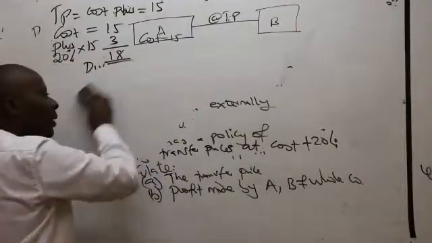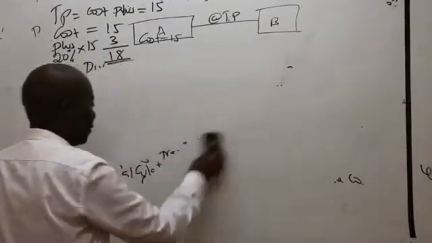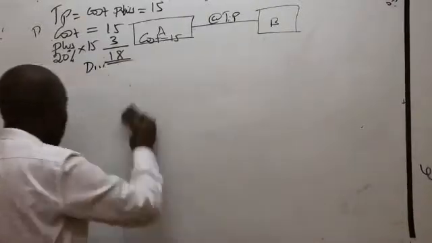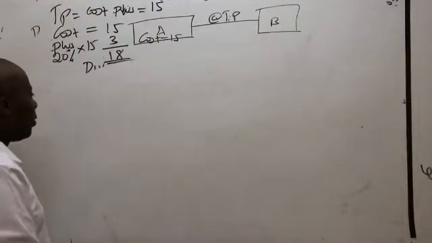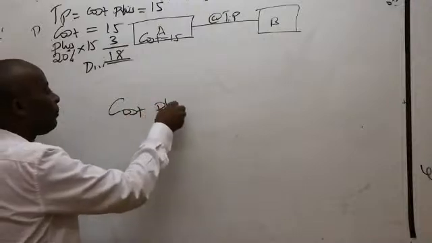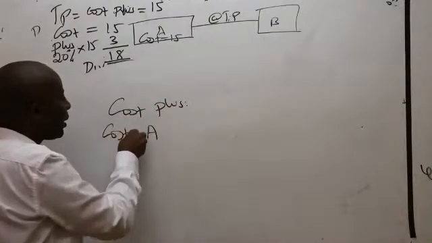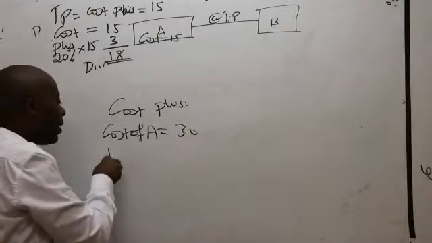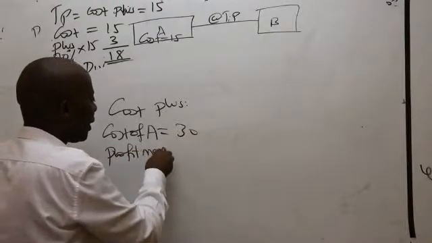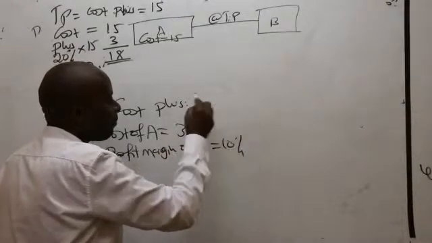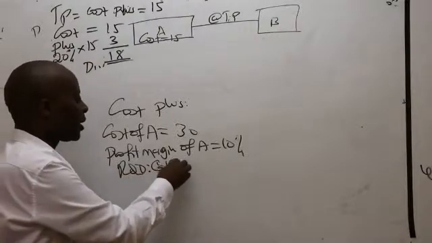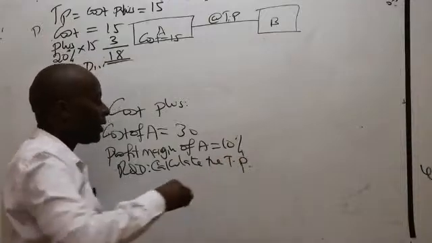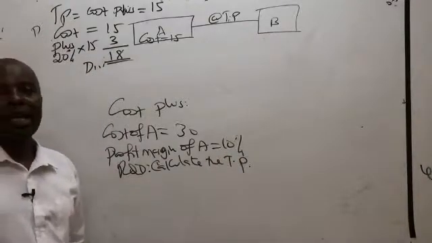But if you look at your past papers, normally you will have bad examiners, examiners whose thoughts are hell-bent. They want to take you to hell in terms of your outcomes. What they will do, they'll tell you this cost plus, and then they'll tell you the cost of A is 30. And then they give you the profit margin. The profit margin of A is 10%. And then they require, calculate the transfer price.